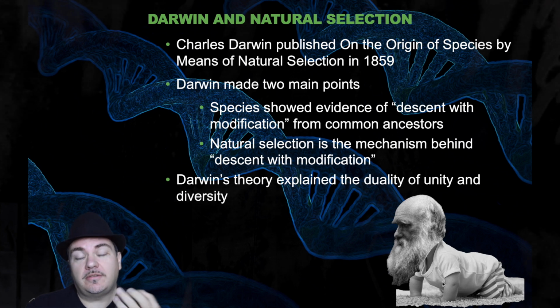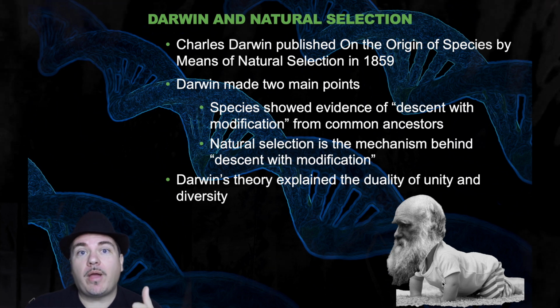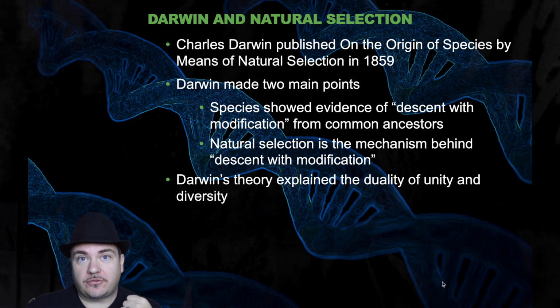So if Darwin didn't discover evolution, why is he so famous? Because what Darwin discovered is how evolution happens. And that's natural selection. Darwin discovered the way that evolution works, which is through natural selection.